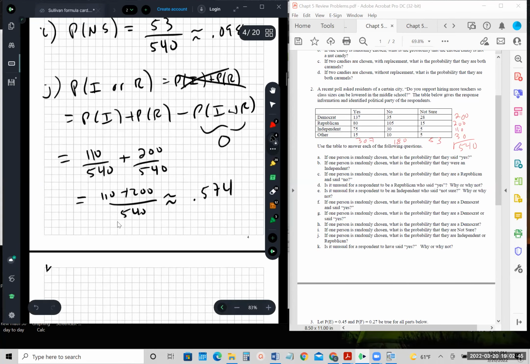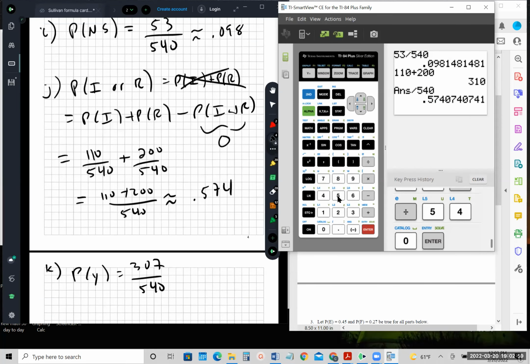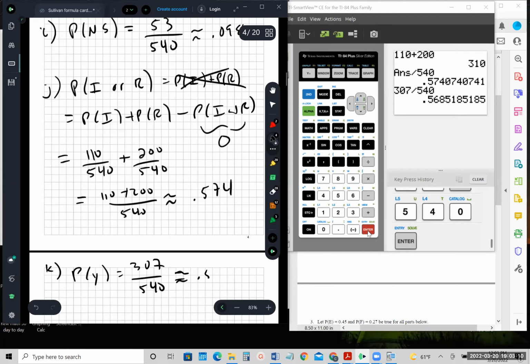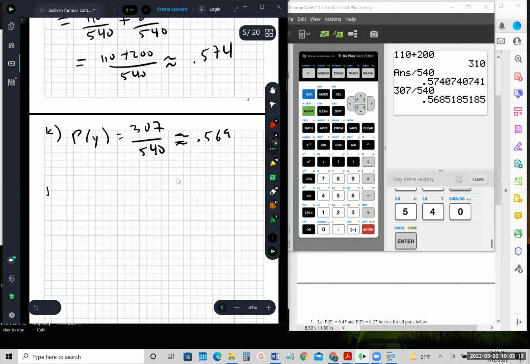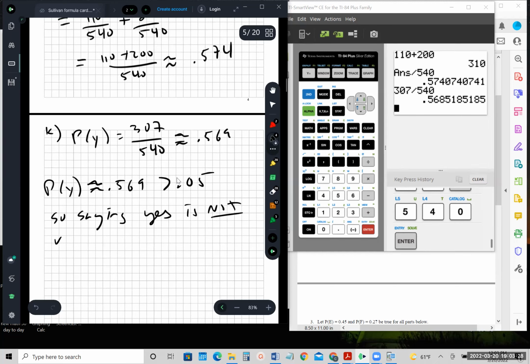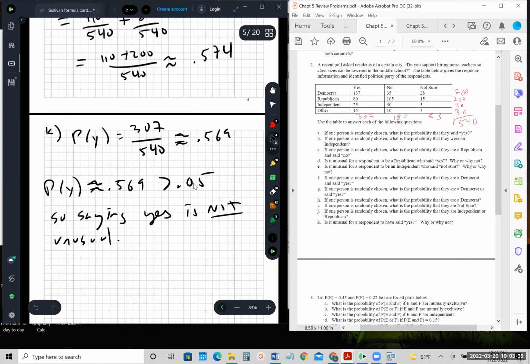So then K would be, is it unusual for a respondent to have said yes, why or why not? So the probability that someone said yes is the 307 over 540, which if you calculate that, it's going to be more than 50%. 307 divided by 540, we get 0.569. So what I would say is the probability of yes, which is roughly equal to 0.569, is greater than 0.05. So saying yes is not unusual. Okay, that would be that one. Okay, so I think that's all of number 2.